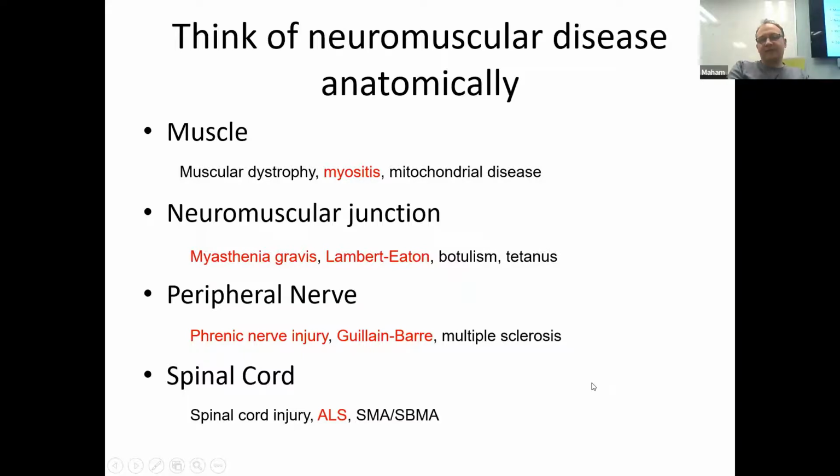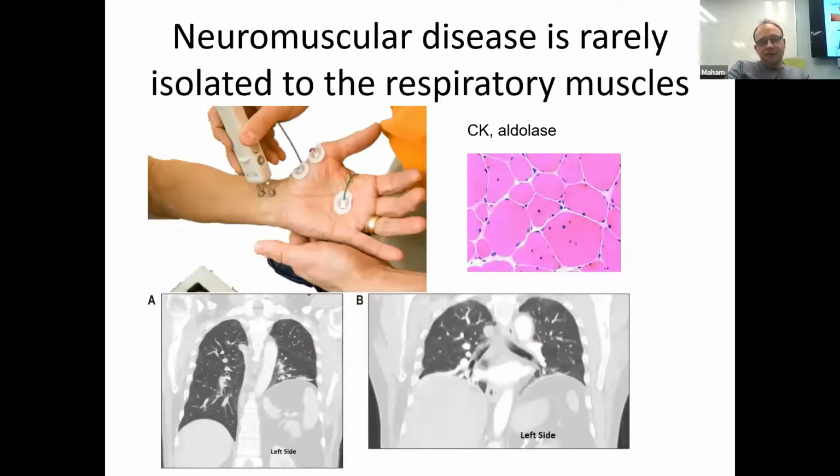Okay. ALS is another one worth thinking about for spinal cord as well. And it has its own typical physical exam and history findings that'll be able to make that diagnosis. So this disease is rarely isolated to the respiratory muscles, and that's important because other physical exam and laboratory findings will help you make the diagnosis.